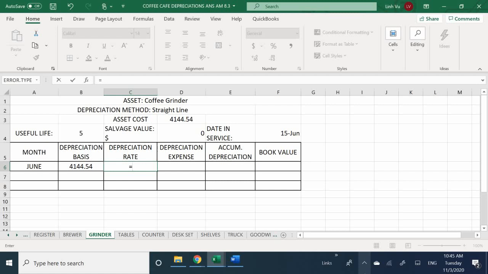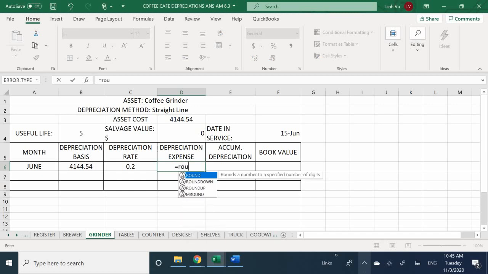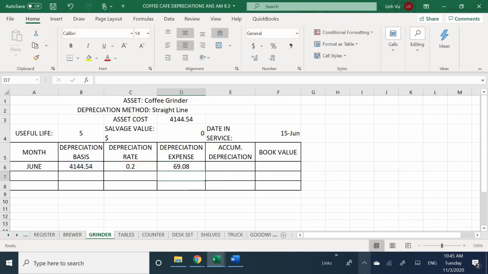0.2. Yes. 1 divided by 5 gives you 20%. Right? So what is my depreciation expense going to be? Make sure you remember to divide by 12 because we're only looking for the month. $69.08. $69.08 is correct, which is our first month's depreciation.